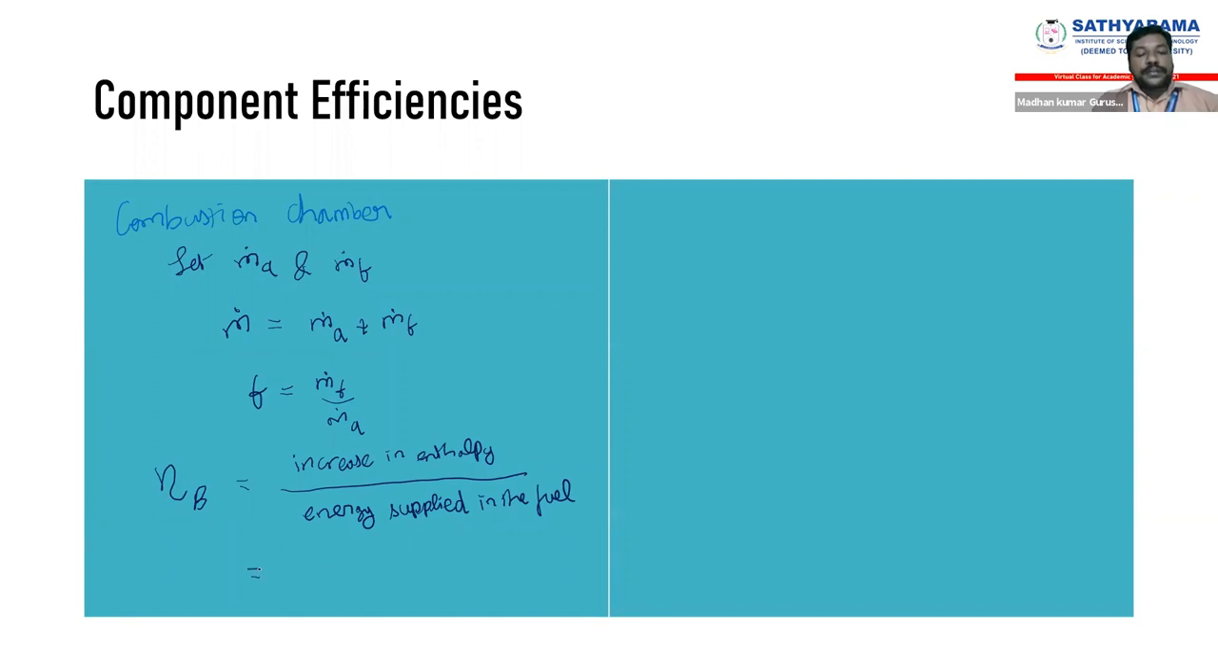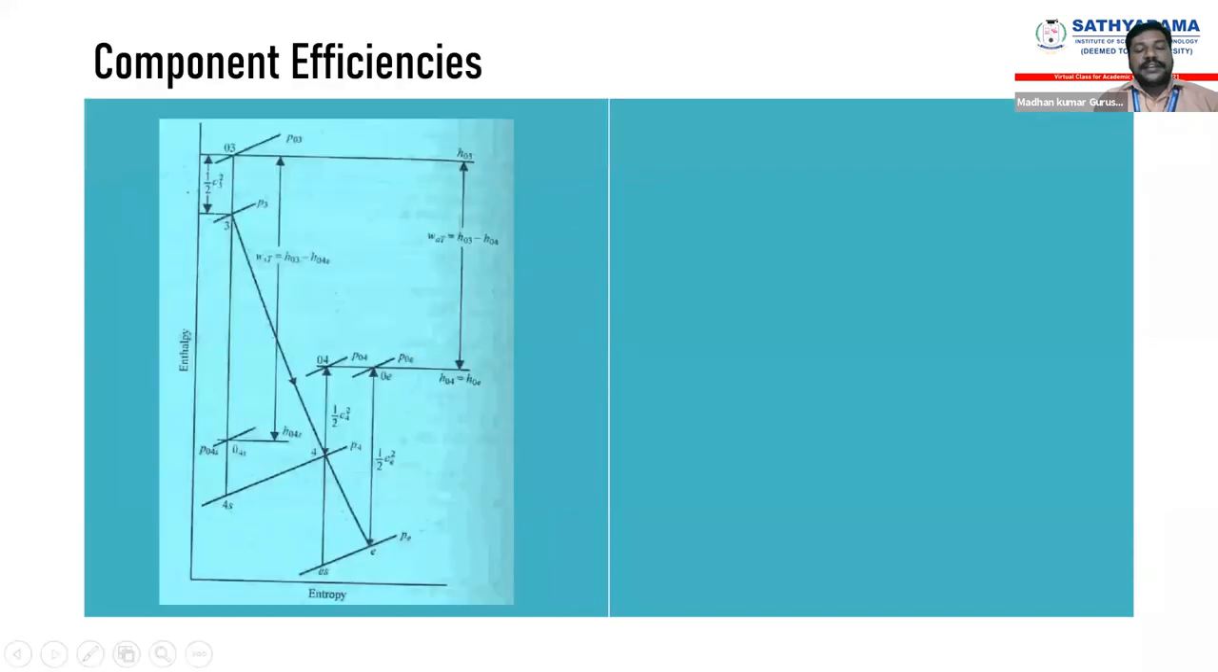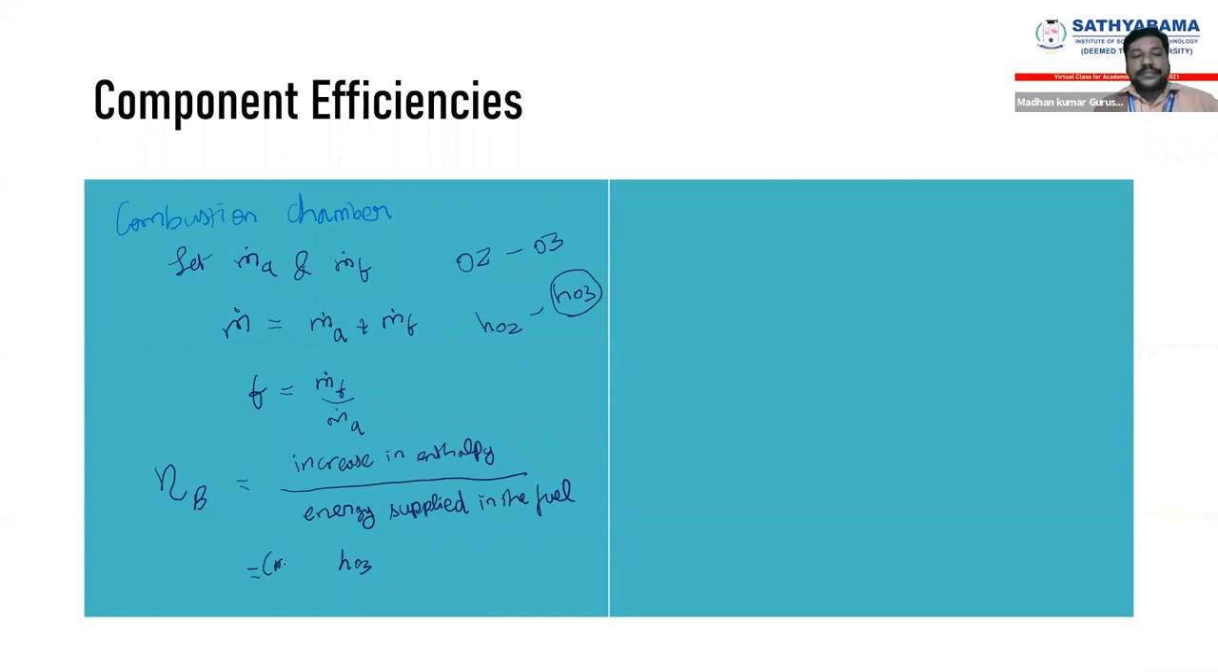In the combustion chamber, the flow goes from 2 to 3, so we consider only the stagnation states 02 to 03, and the enthalpies H02 to H03. The final state of enthalpy is H03, and the increase in enthalpy is due to the mass flow rates of fuel and air. The net mass flow rate is m dot a plus m dot f, minus m dot a into H02.